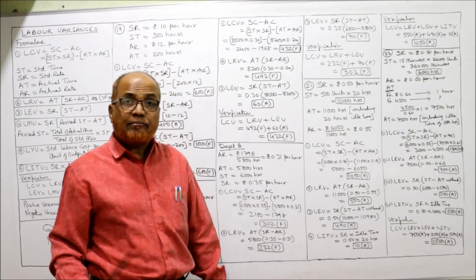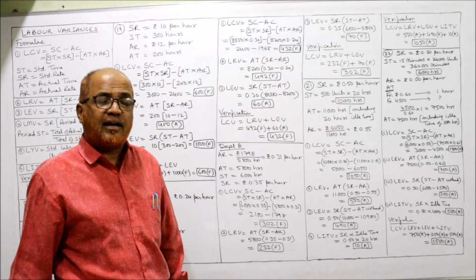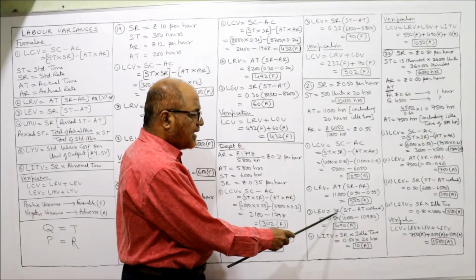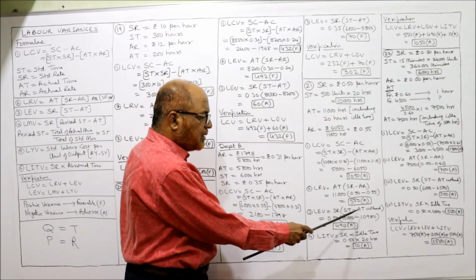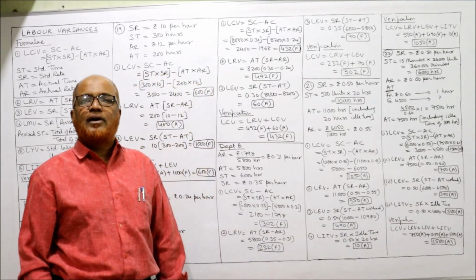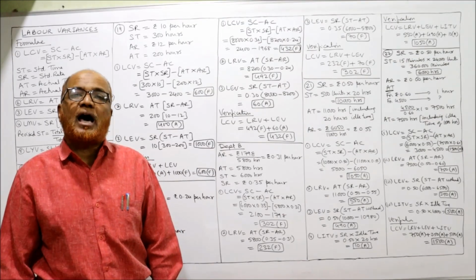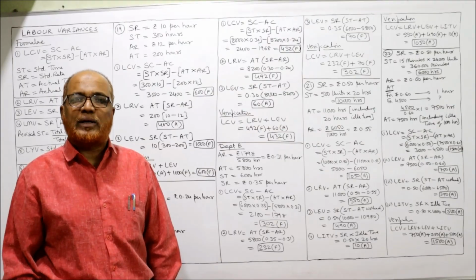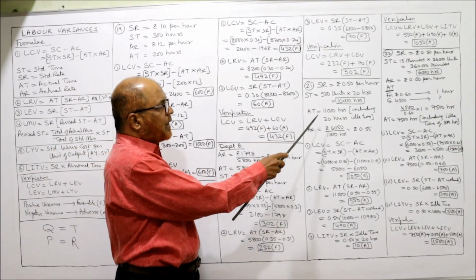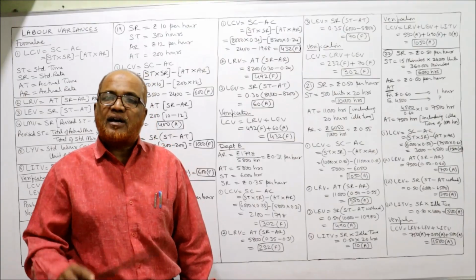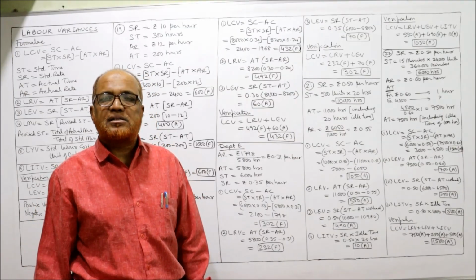Now LEV. While calculating LEV, one point you have to remember. Standard rate into standard time minus actual time worked. For calculating efficiency variance, we should deduct the abnormal idle time from actual time. Wages are paid for 11,000 hours, but the workers have not worked for 11,000 hours.